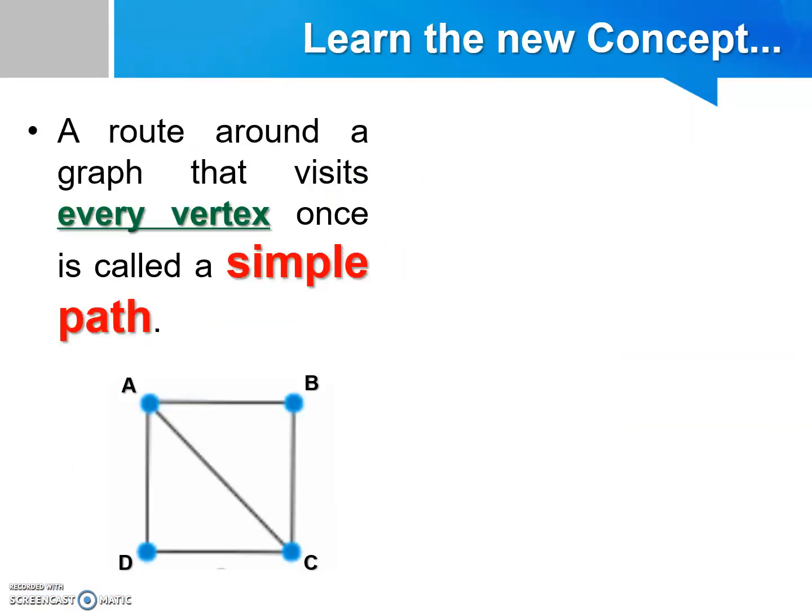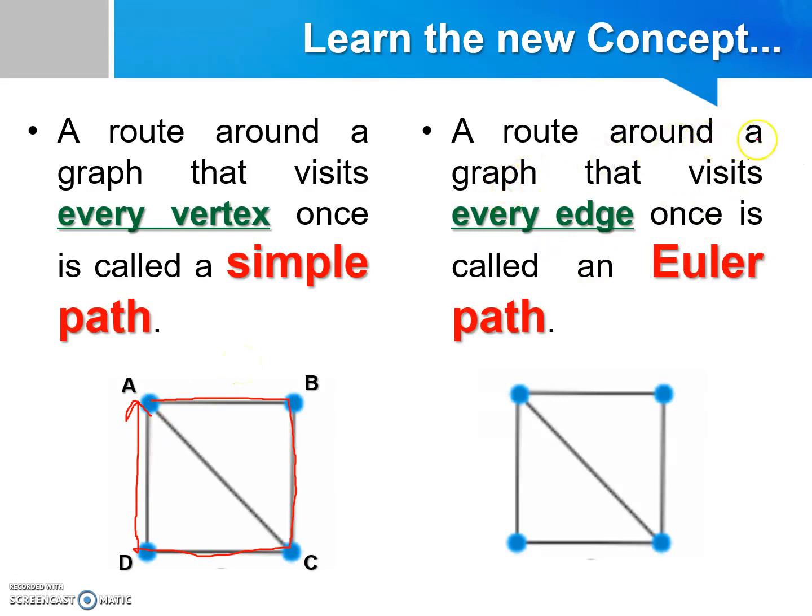Besides that, a route around a graph that visits every vertex once is called a simple path. Well, as we can see here, if the path is like that, from A to B, and from B to C, then from C to D, next from D to A, this is called a simple path.